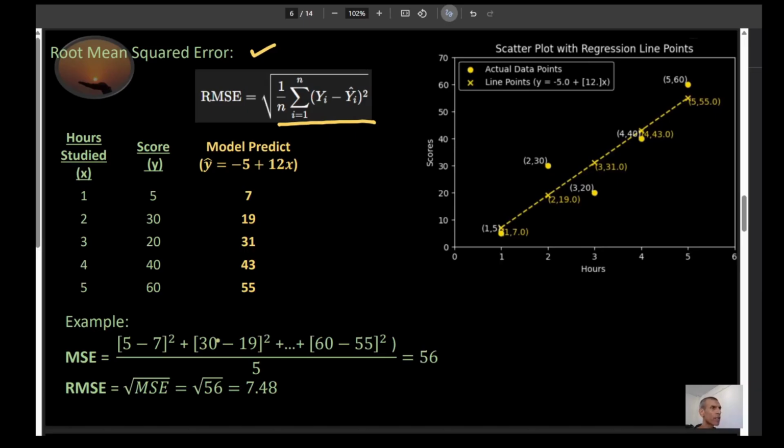So in this case, this is my model right here. This is exactly the same model as the previous one. It makes this prediction right here. So first I calculate my MSE, and then I take the square root of MSE, and that will give me my root mean squared error, and the answer comes out to be 7.48.